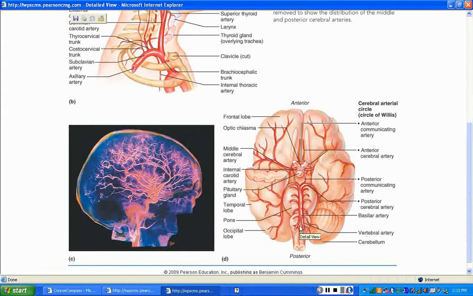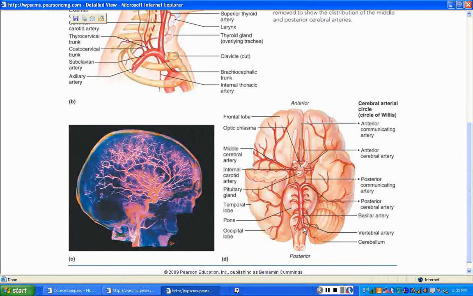Now this is showing the underneath surface of the brain. The reason I point this out is because it allows us to see the vertebrals. Definitely check those off at the bottom, how they come in and they join together, and they form what's called a basilar artery that goes right up the brainstem. And it's labeled right beside it, or above it. So you got the vertebrals and the basilar.